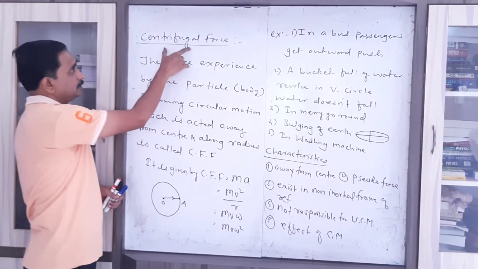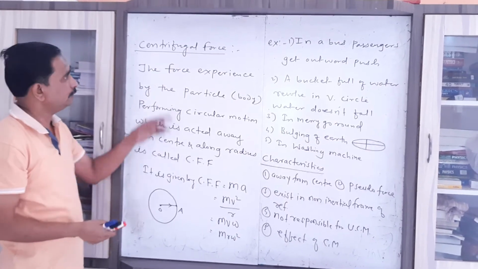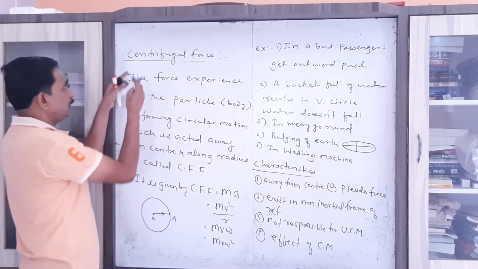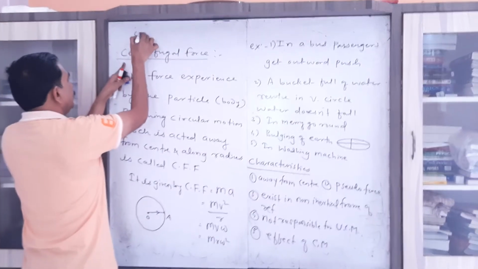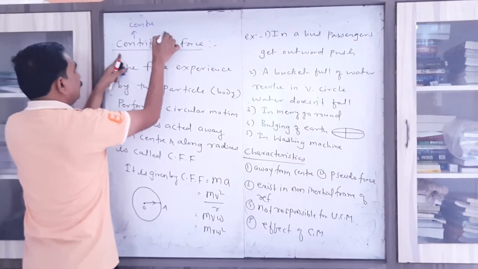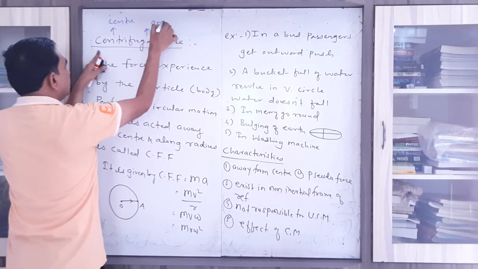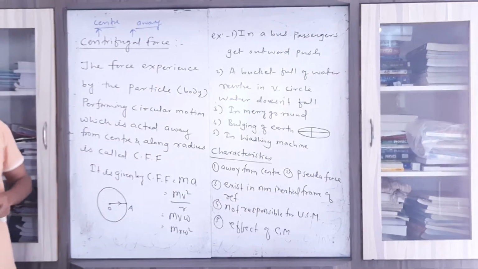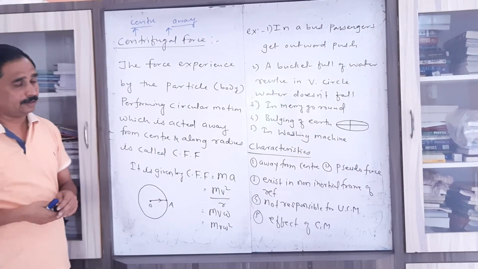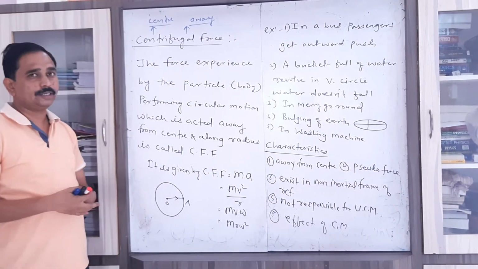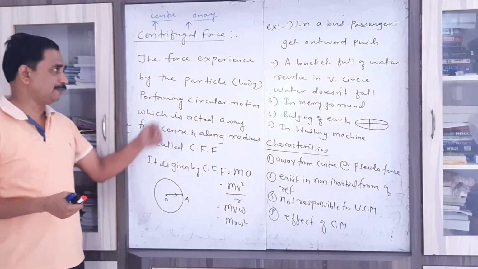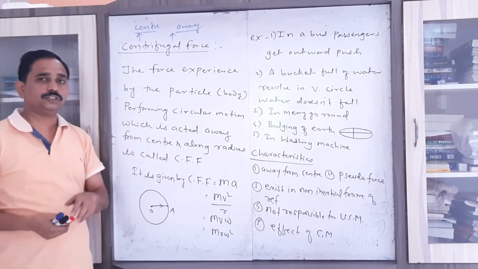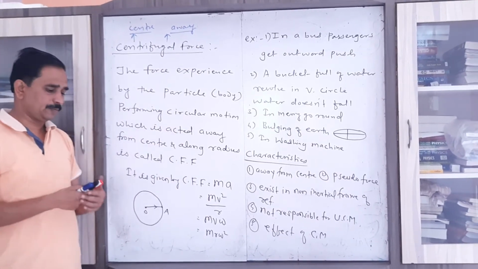Now consider the second type of force, the centrifugal force. We can also split this word in a similar way. Centri means center and fugal means away. It means this is the force which acts away from the center. So here we have to consider the proper definition: this is the force experienced by the particle or body which is performing the circular motion.